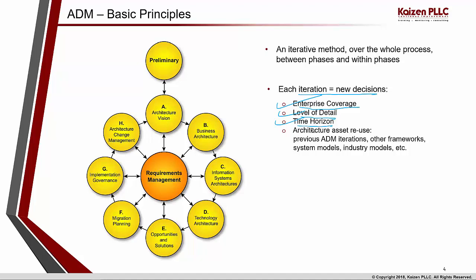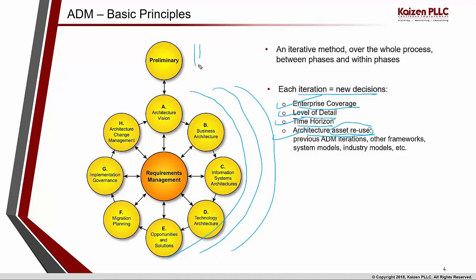At what point in time or how much time do you want to spend for a given circumstance? As well, architecture asset reuse. Asset reuse means that in a given enterprise, you could be running multiple iterations of the project for a given architecture capability. One iteration's assets, in terms of artifacts and deliverables from the content framework, can be used and reused in other iterations. That is the meaning of architecture asset reuse from previous ADM iterations, from other frameworks.